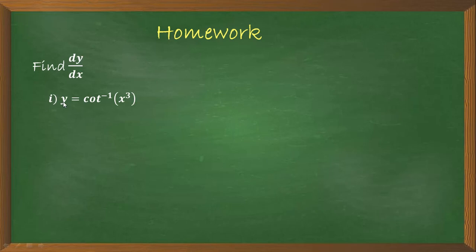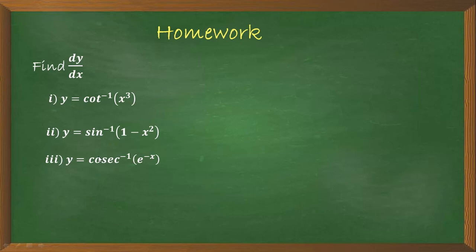Here it is given that y is equal to cot inverse x cube. See here, cot inverse function is given. Try to differentiate this. Okay, cot inverse x cube, in place of x there is x cube. Okay, then next one is y is equal to sine inverse of 1 minus x square. Original function is sine inverse x. In place of x there is 1 minus x square. Okay, so try this.